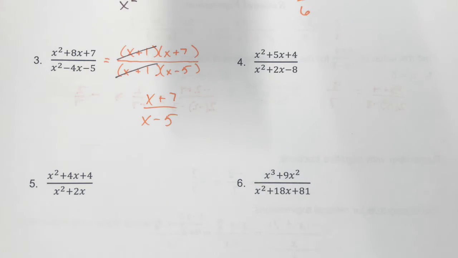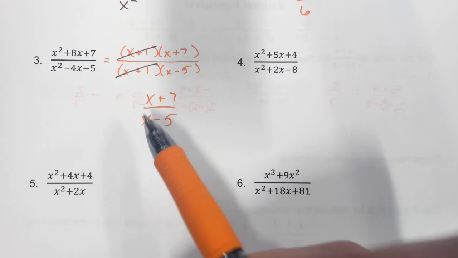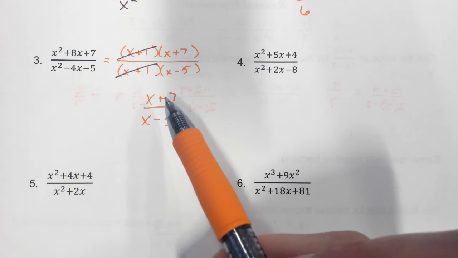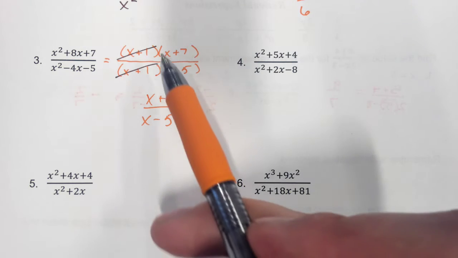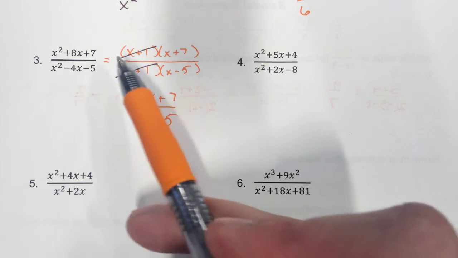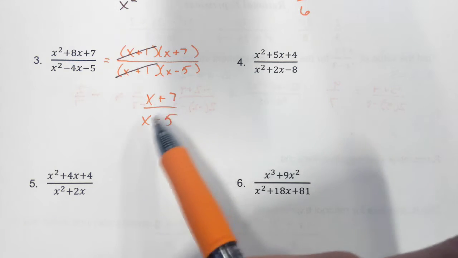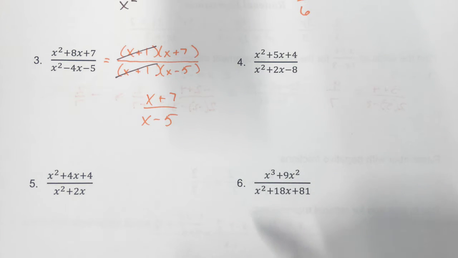Now, here you might think, well, can I cancel out the x's? Aren't those the same thing? No, you cannot cancel across addition and subtraction. You can only cancel across multiplication like we did. Notice all of these things are being multiplied on here. That's what allows us to cancel. These are being added and subtracted. You cannot cancel like that.